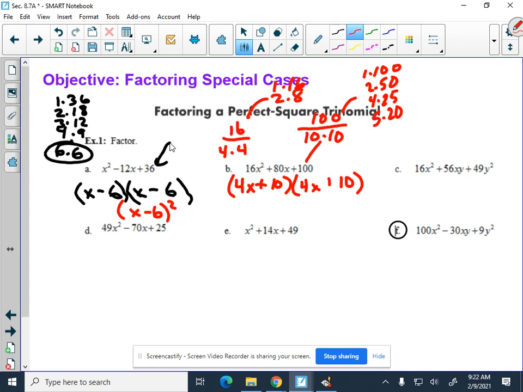Now, if I make them both positive, if I were to multiply these, that would be 40x. And inside it would be 40x. And adding those together is going to give me the 80x. So that's the correct answer. But in the end, I want to write it down. I get 4x plus 10 squared.